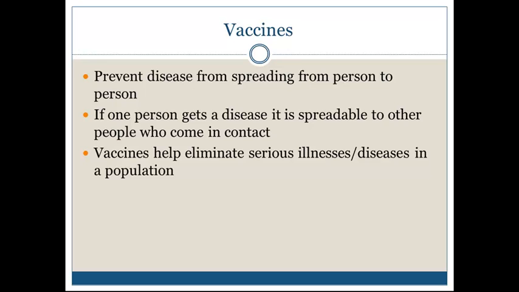Vaccines prevent disease from spreading from person to person. If one person gets a disease, it is spreadable to other people who come in contact. Vaccines help eliminate serious illnesses and diseases in a population. Oftentimes you will hear the term herd immunity in the news.